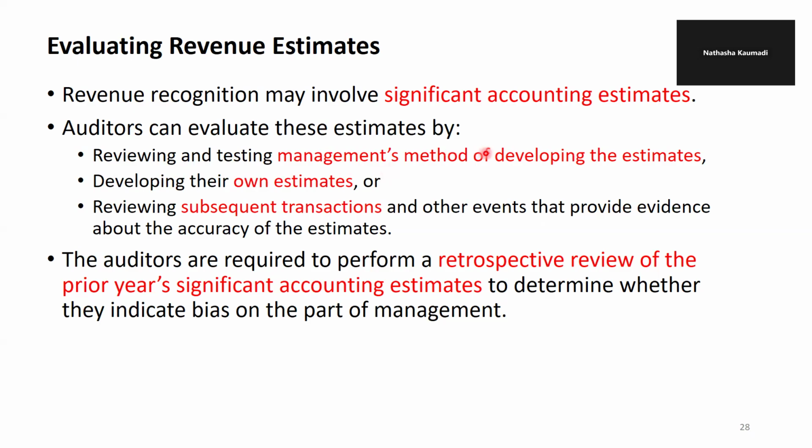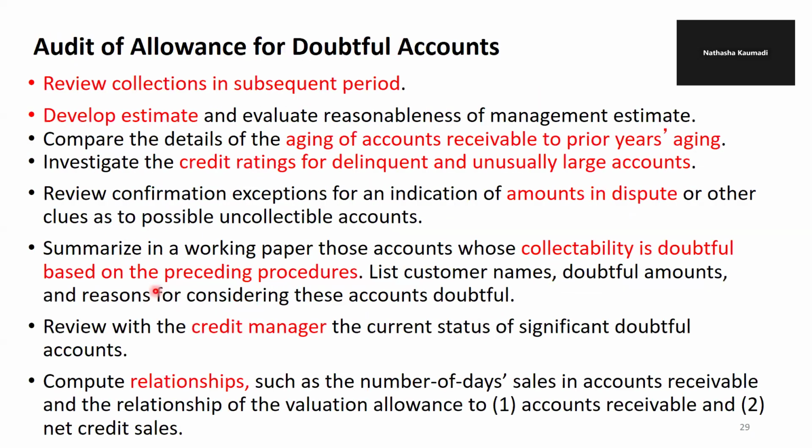Now, what is the method used by management to develop the estimates? Then, of course, the auditor can develop their own estimate based on the numbers they are using, and then review the subsequent transactions and other events. When you review the subsequent transactions and events, you can identify whether the estimate is correct, right? Likewise, the auditors are required to perform a retrospective review of the prior year's significant accounting estimates to determine whether they indicate bias on the part of management. Likewise, you can evaluate the revenue estimates.